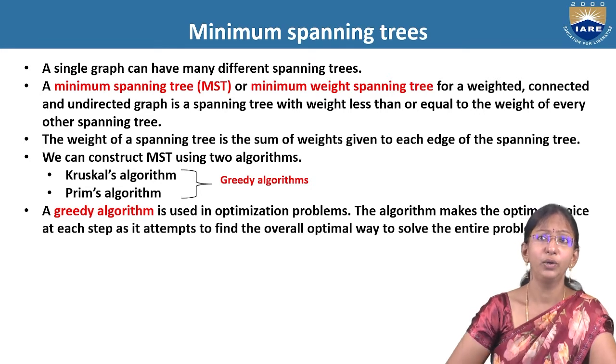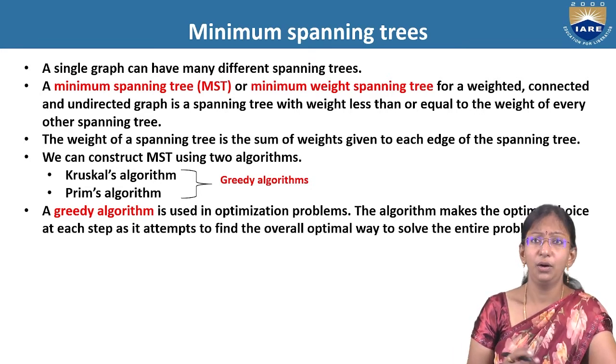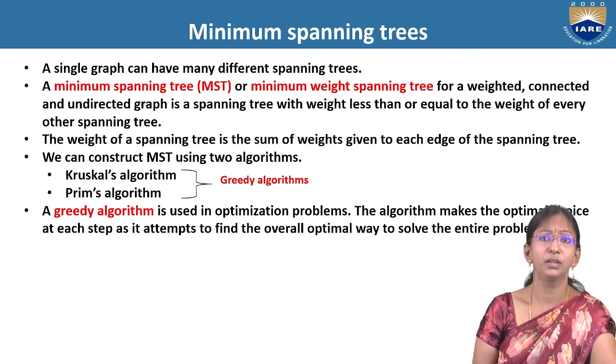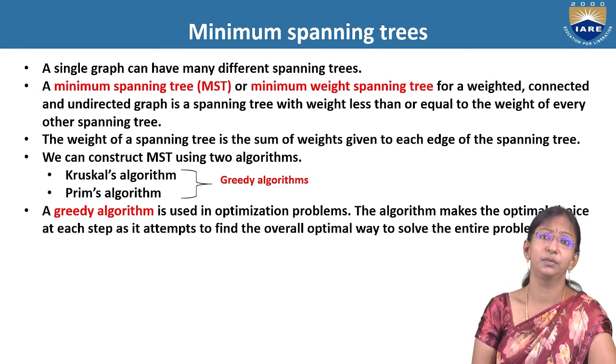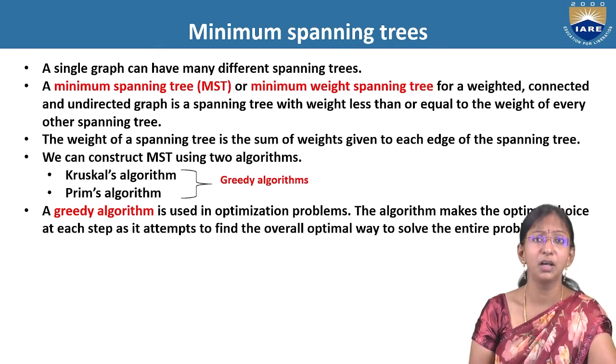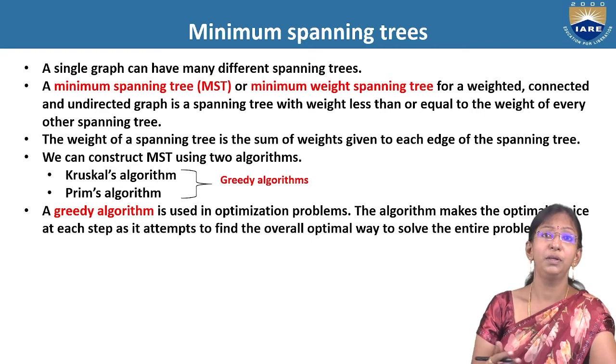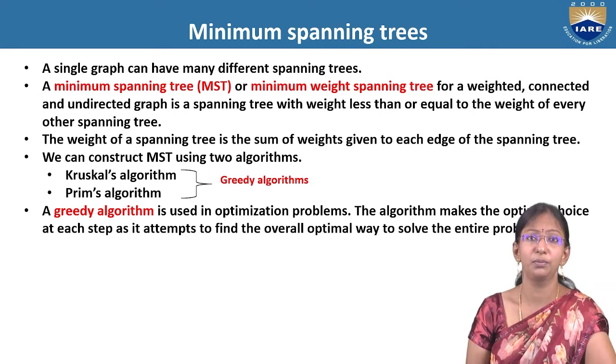And when you add the weights on the final spanning tree, that is the minimum spanning tree, it should be the minimum one. Then on what basis, what are the prominently known algorithms to construct a minimum spanning tree? They are greedy algorithms. The two greedy algorithms are Kruskal's and Prim's. Then what do you mean by a greedy algorithm? It is used in optimization problems.